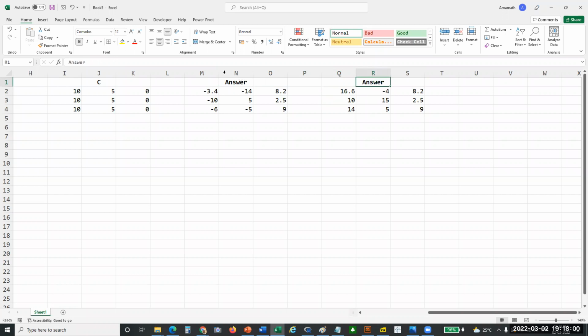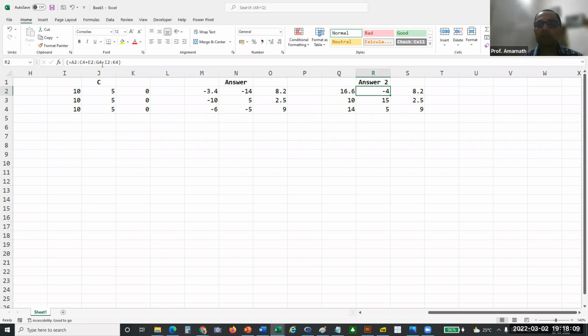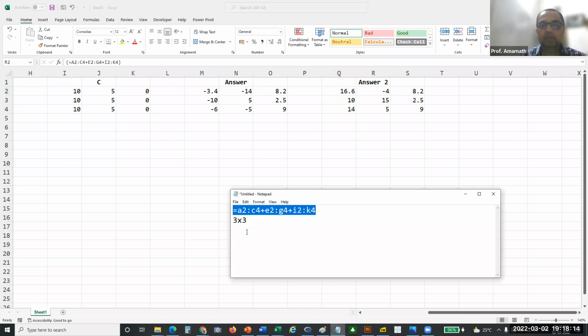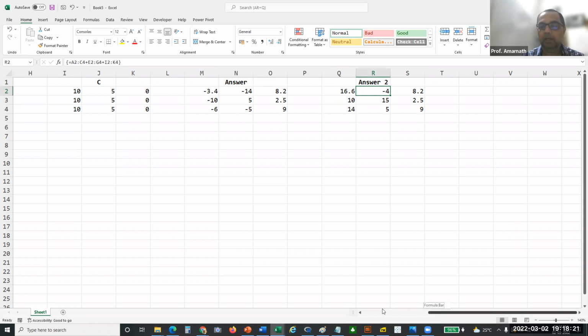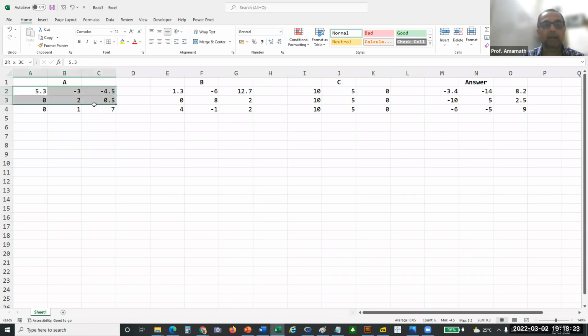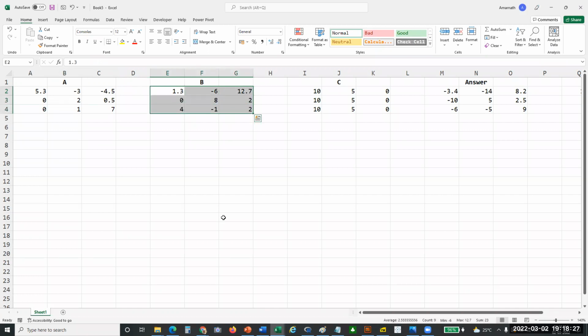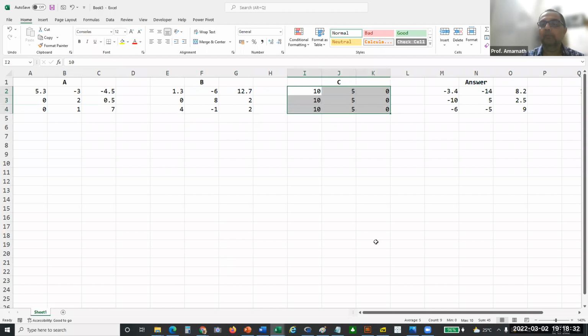Actually, only this query we can use, or anything other you did because it's not working. Some error, it's showing value error. No, this is all you can do. See, I'm choosing what. So just concentrate on what I'm telling. I'm choosing A2 to, sorry, C4. So what is that A2 to C4? Let us see that. This is one matrix. Okay, so E2 to G4 is one matrix. I2 to K4 is one more matrix.